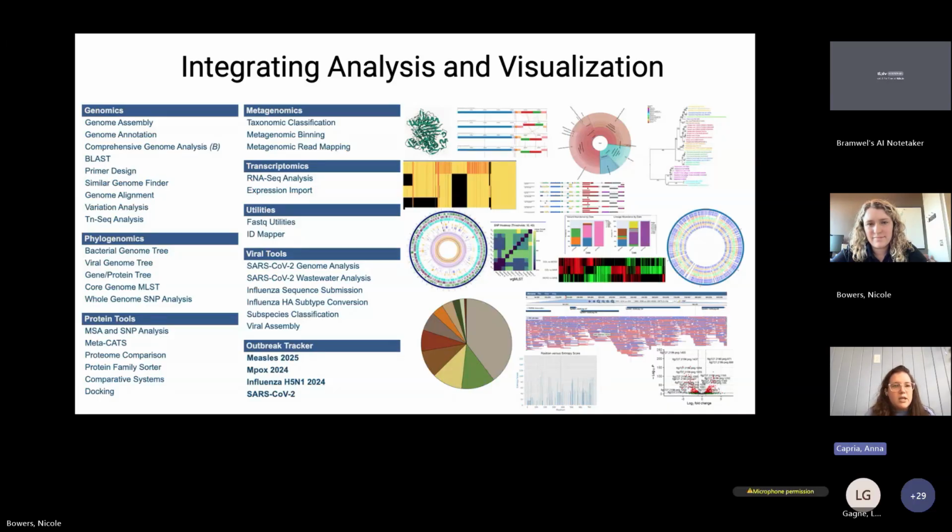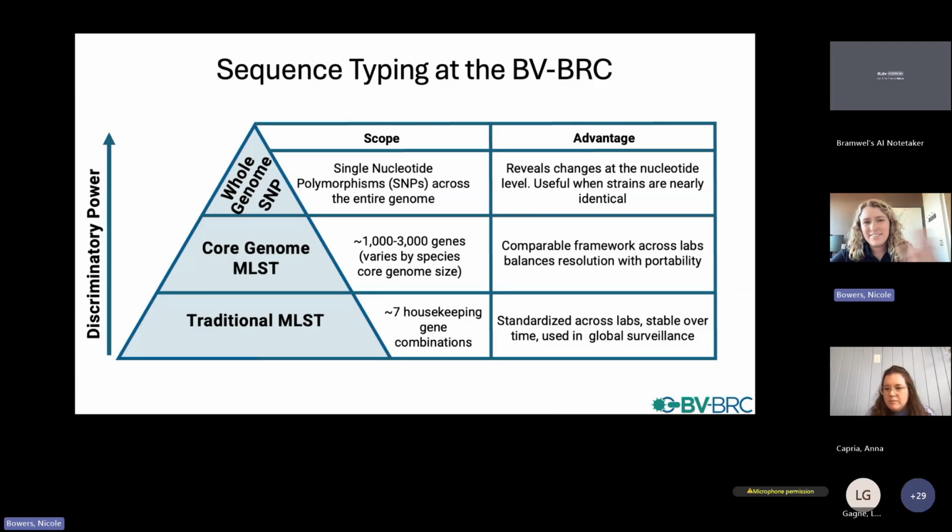But excited to have Nicole talk us through some of these new services. Thanks, Anna. Hi, everyone. My name's Nicole. I'm one of the developers at the BVBRC. I'm really excited. We don't get to talk to people as much, so this is very exciting.